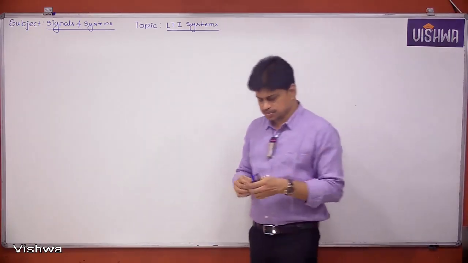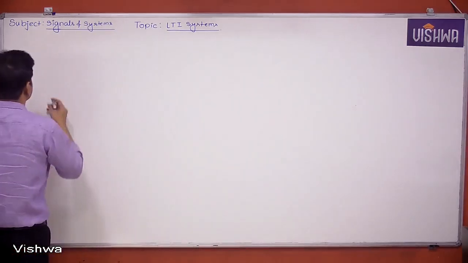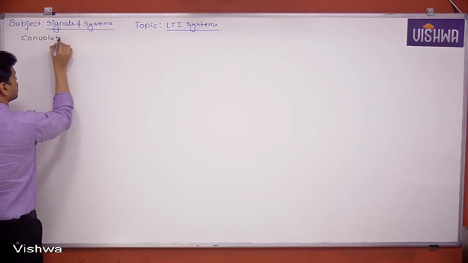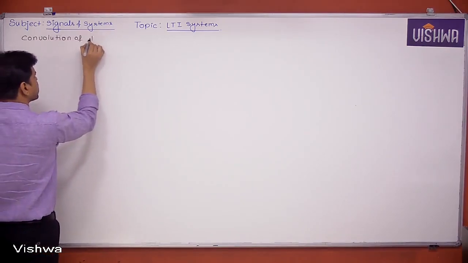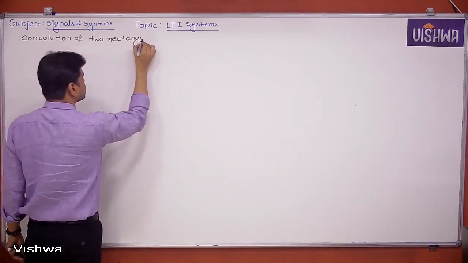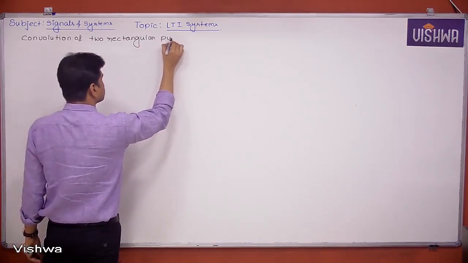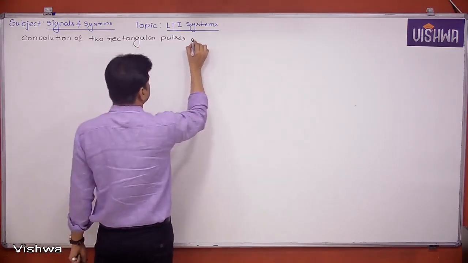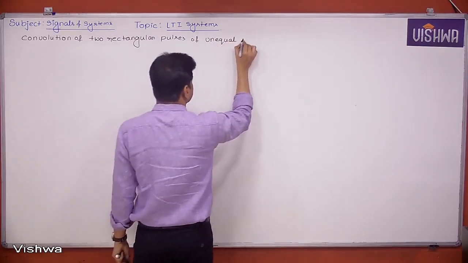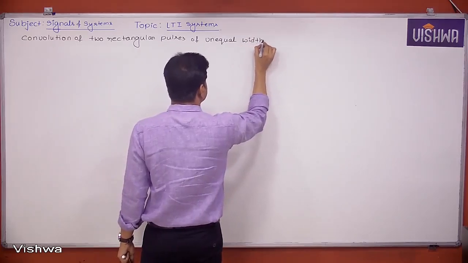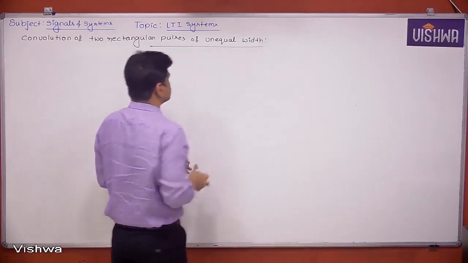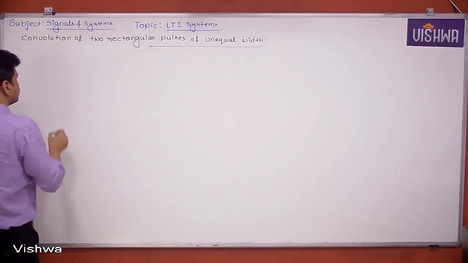Okay. See here. Now the convolution of two rectangular pulses of unequal width. Let's take one example.